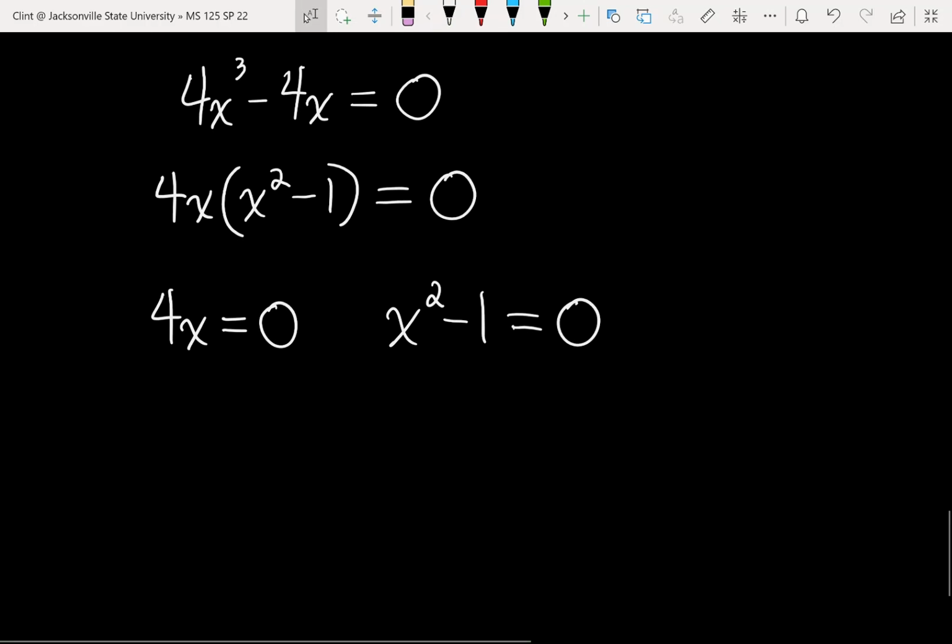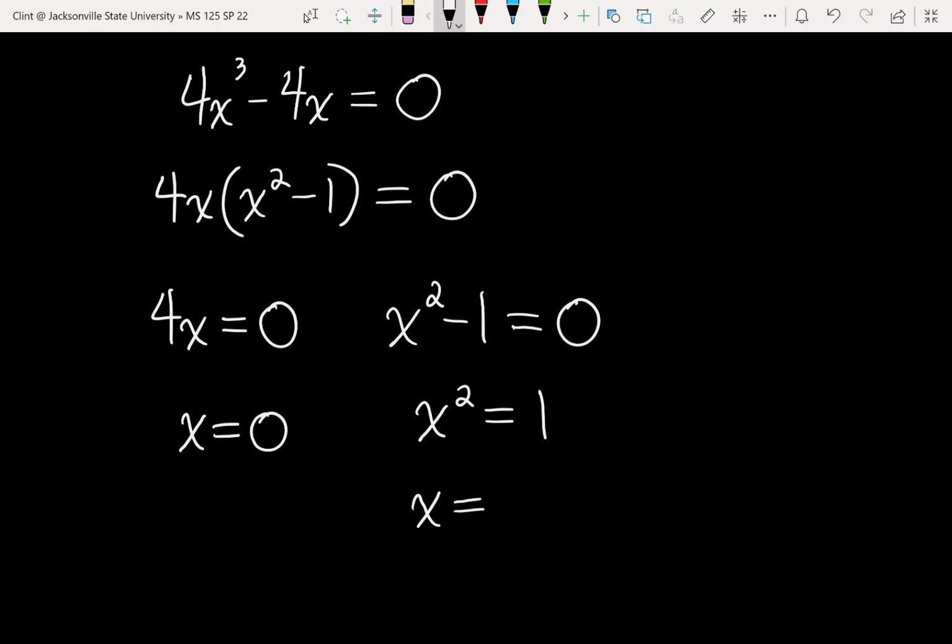So we can divide both sides of this first equation by 4. Just get x equals 0. Second one, to get x squared equals 1, we just need x. So square root of both sides. If we do that, what do we have to remember? Plus minus. Yeah. So if you forget the plus minus, you'll lose a factor, and you'll lose a solution.